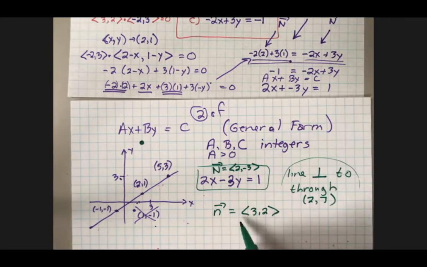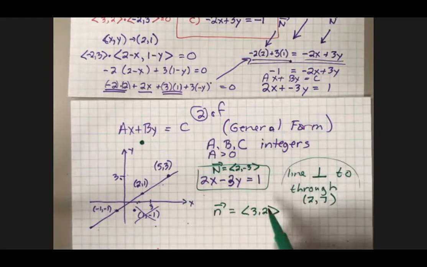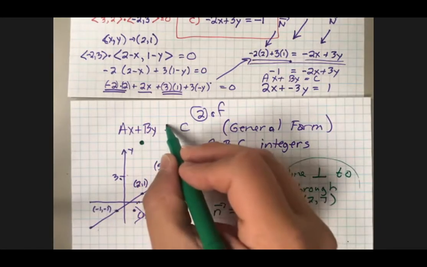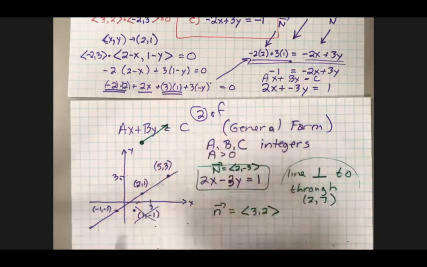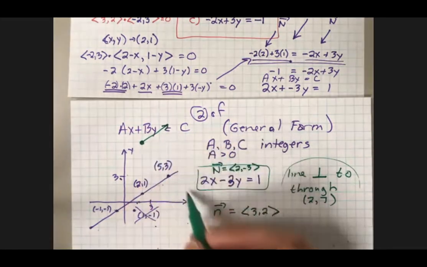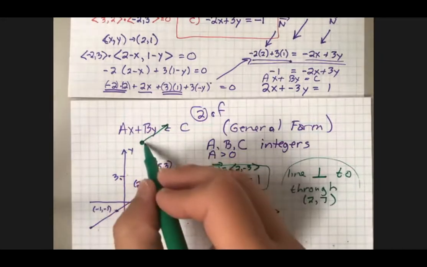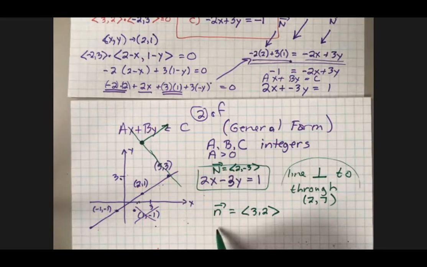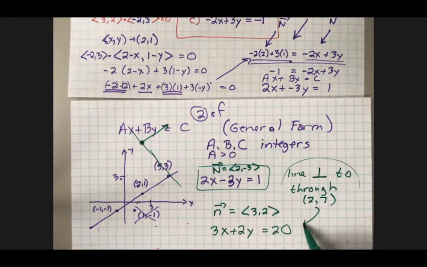So I want to go through this point and have a normal of 3 over and 2 up. Now remember, that looks parallel, but I want this to be my normal. It's going to be perpendicular to the line, so the line's going to be coming in like this. So what's the equation of that line? 3x plus 2y equals 20. How did I find the 20 so fast? I just plugged in the 2 and 7.